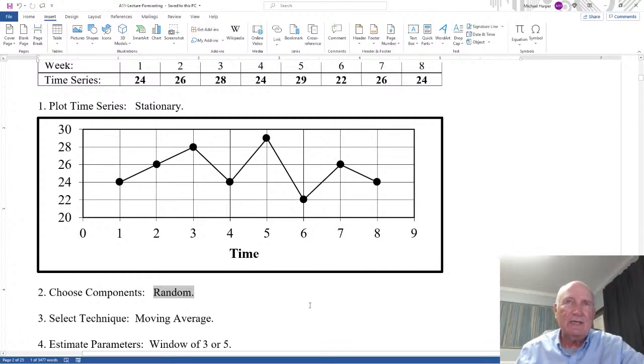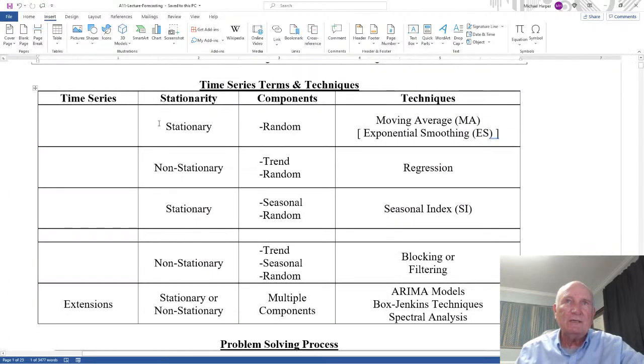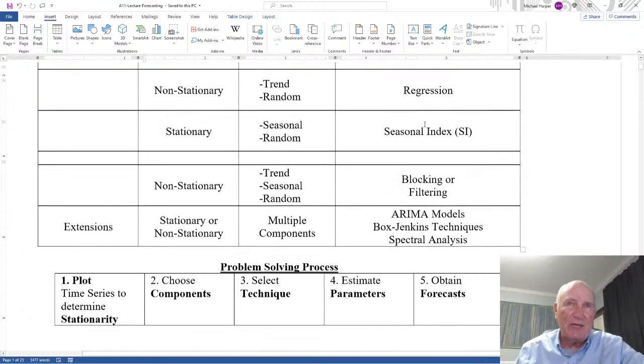Then you select your technique. And here's where the table comes in. Well, when we have a stationary time series with a random component, the technique of preference would be either moving average or exponential smoothing. Let's start with moving average.